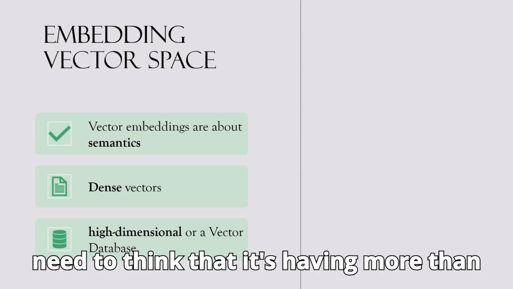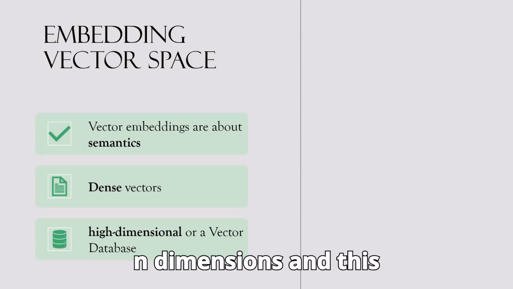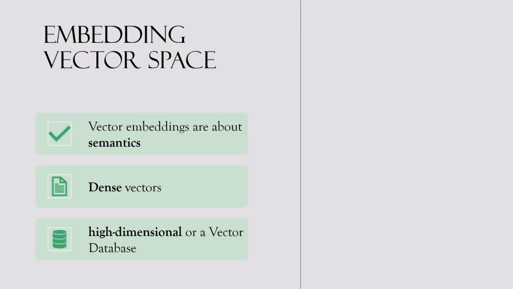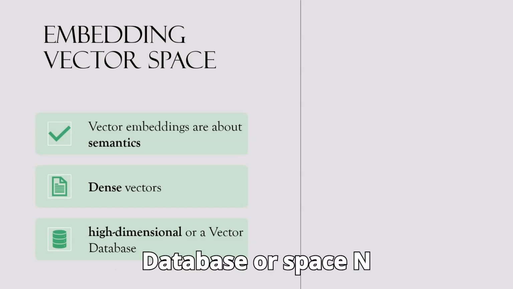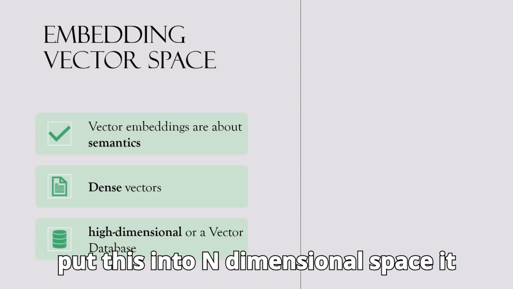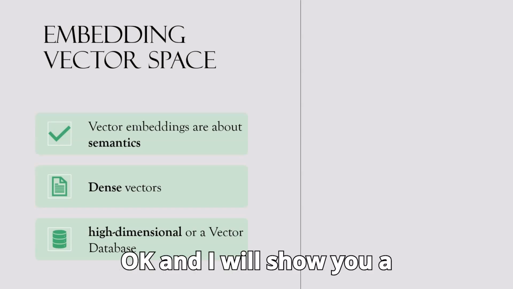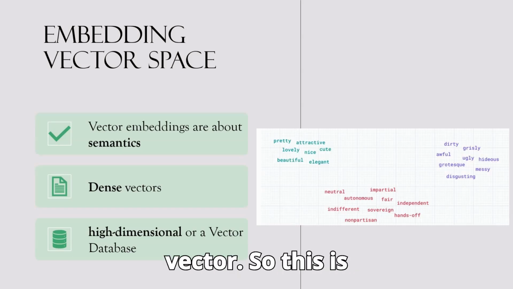But the idea is that we need to think it has more than two dimensions, it has n dimensions, and this semantic value is then put into this n-dimensional space. And when we put this into n-dimensional space, it becomes a dense vector. Okay, and I will show you a symbolic representation of a dense vector.